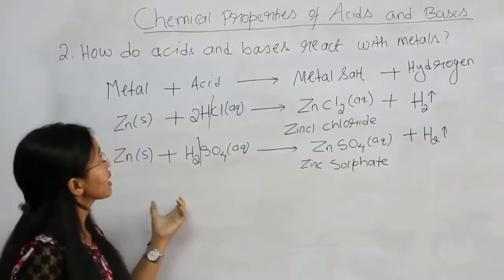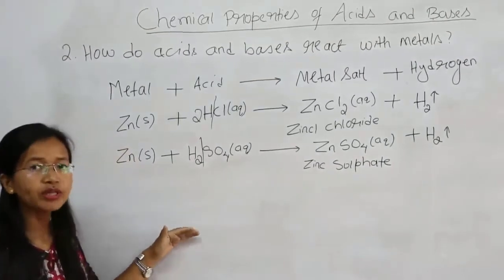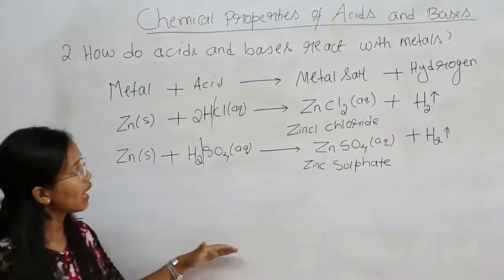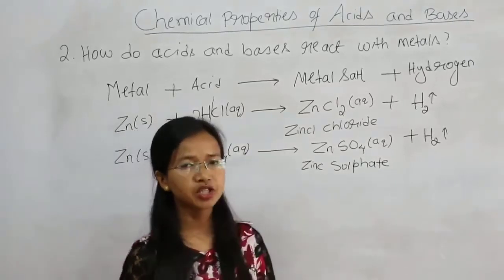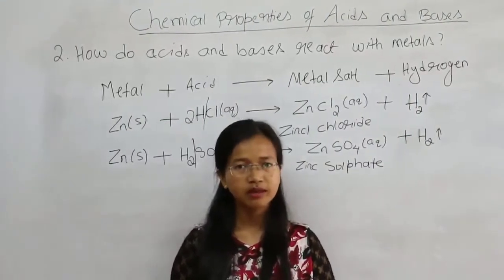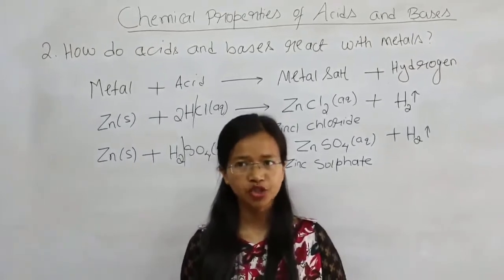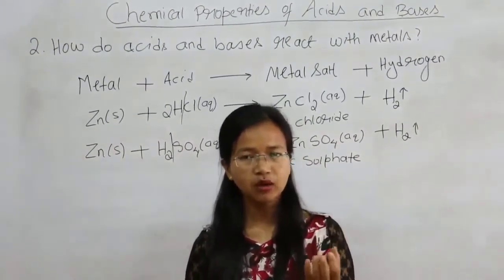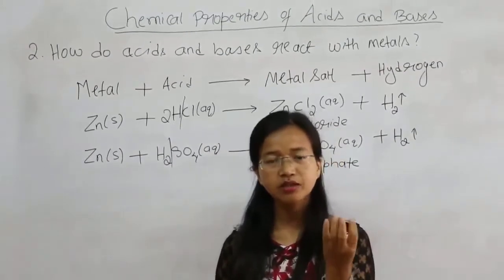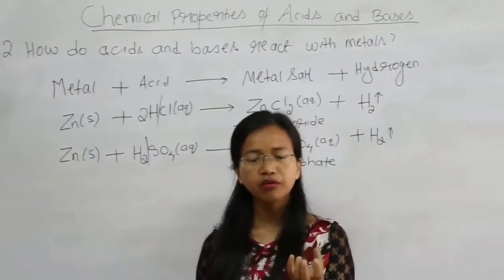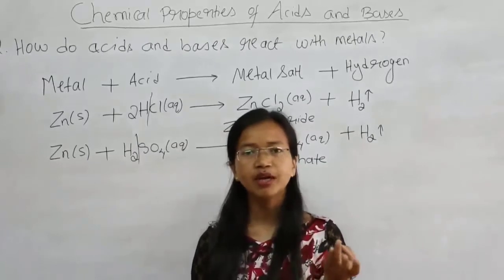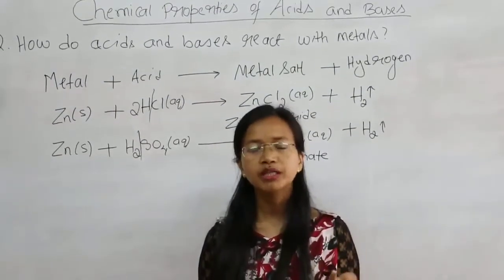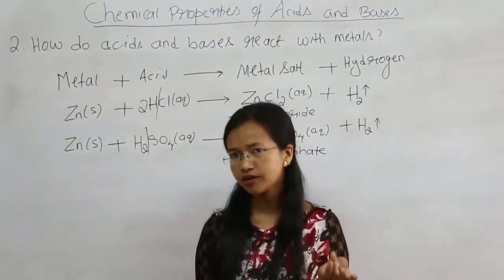And now the next one, we will take metal with a base. Same thing will happen when you take a reaction of metal with a base. Again, there you will displace hydrogen and you are going to get a compound. So try to recall here, what is a base? A base is those compounds which are of the form of metal hydroxides and metal oxides, right? Metal hydroxides and metal oxides.